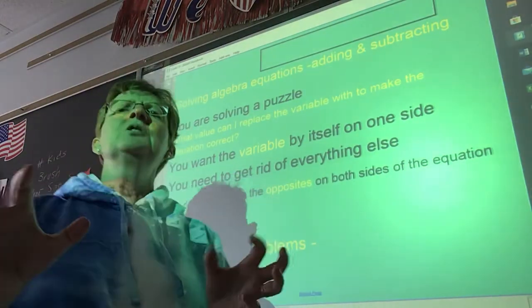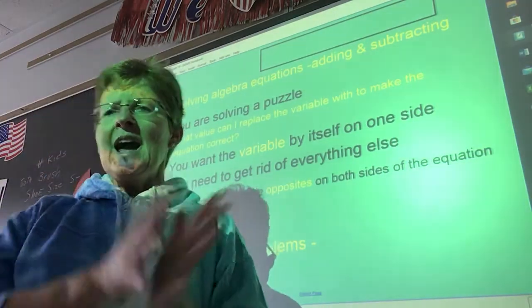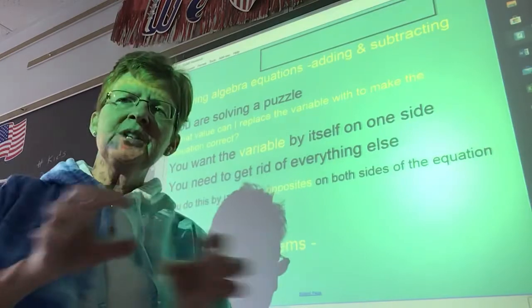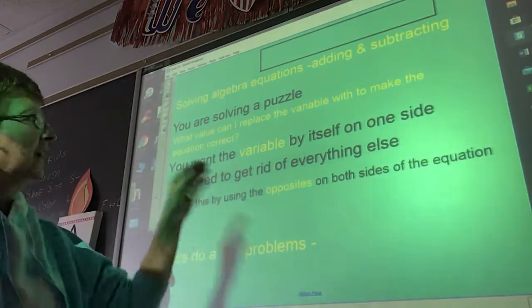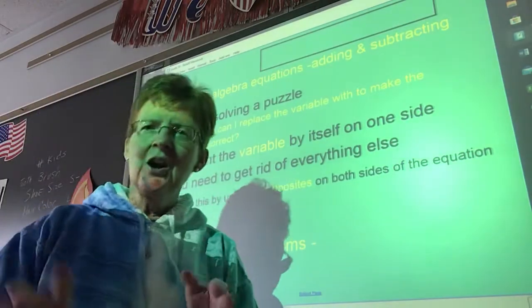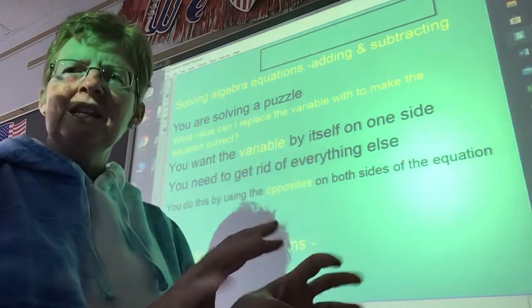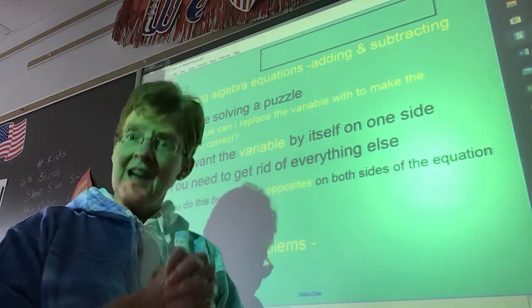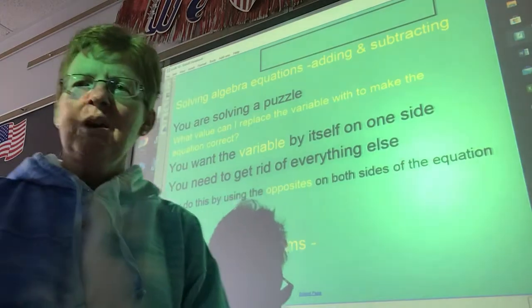And often when you're doing this, you're going to be adding and subtracting on both sides of the equation to get the variable by itself, because that's what you want. You want the variable, or the letter, on one side of the equation by itself, and then one value on the other side. And so that's how you figure out what to put in there.